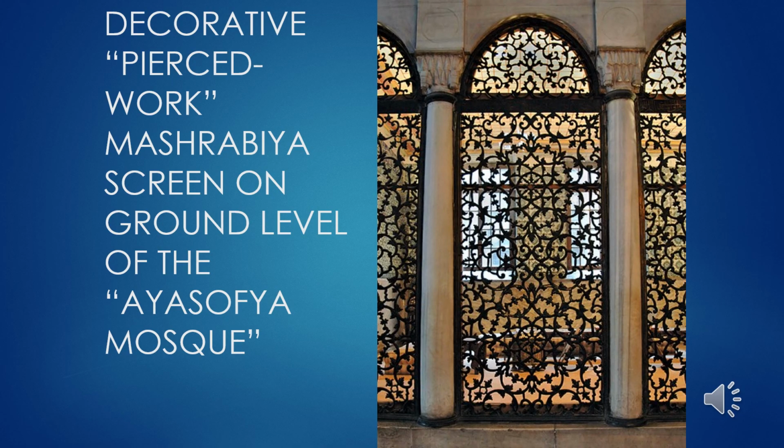Other additions included these pierced lattice work called mushrabia. Again, we'll talk about this in more detail, but this was also like the Indian Jali screen, which helps create privacy, light filtering effects, decorative patterns, and so forth.